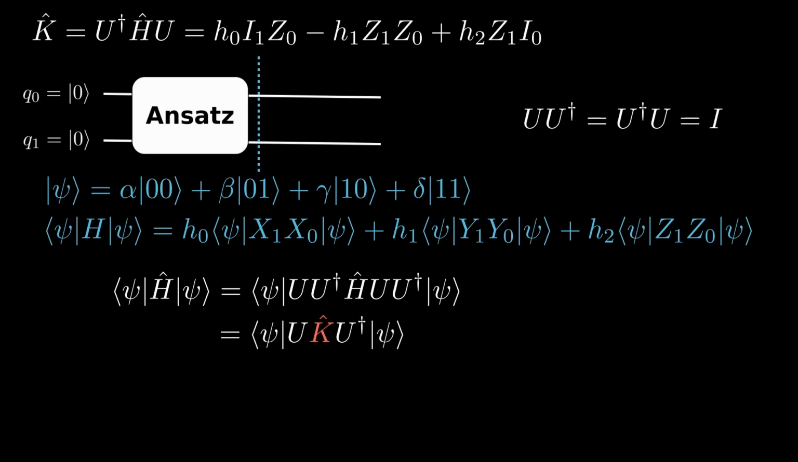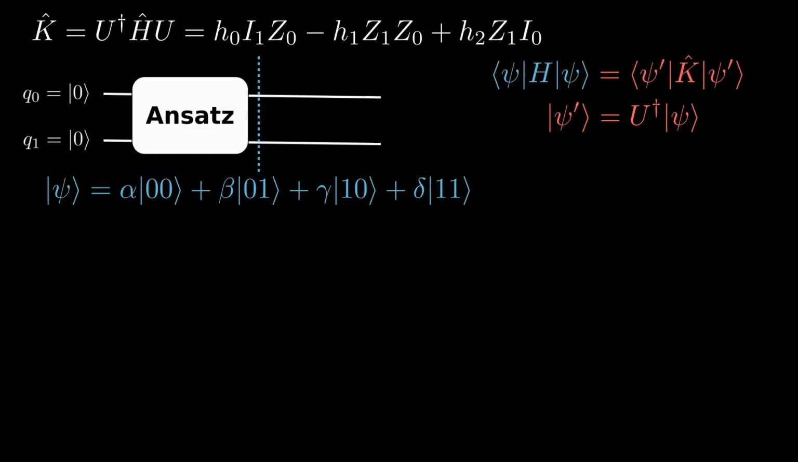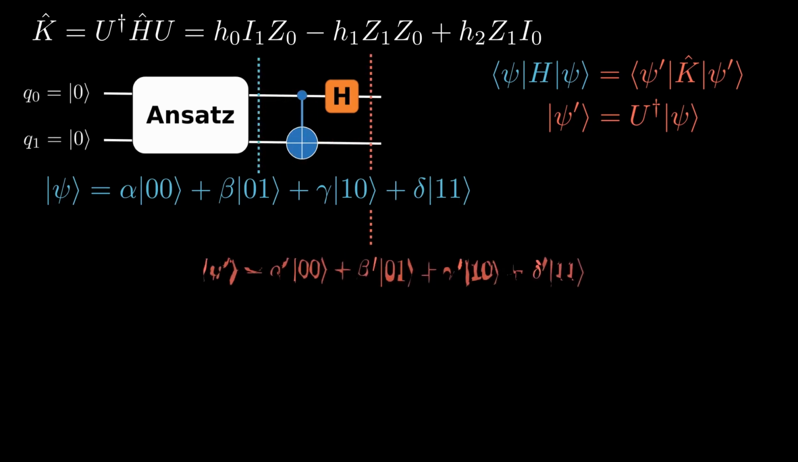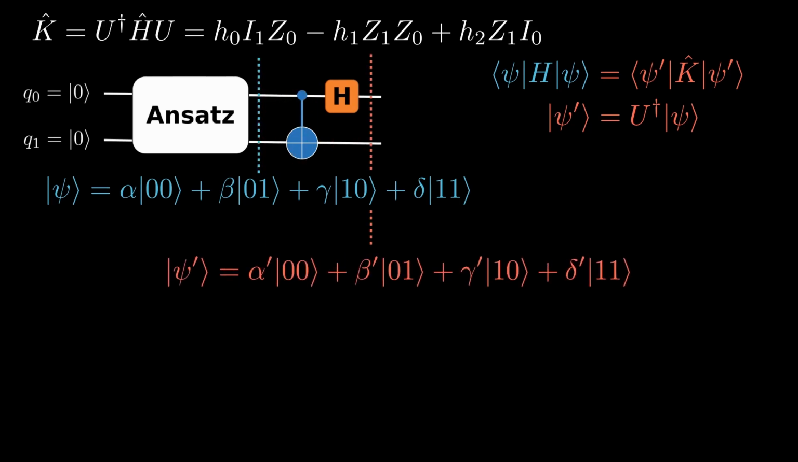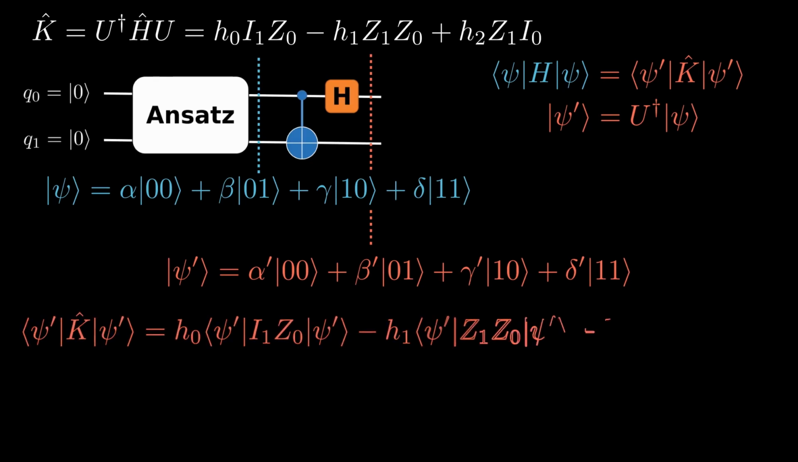And if we define psi prime as U dagger psi, we can write down that measuring the Hamiltonian with our ansatz is equivalent to measuring the Hamiltonian with our new defined ket. In order to get this new quantum state, it suffices to apply U dagger to the ansatz circuit. So this time, it starts with the ket 0,0. After the ansatz, we have the ket psi, and after U dagger, we have the ket psi prime, now with its own complex coefficients. Calculating the expected value will be written as this.